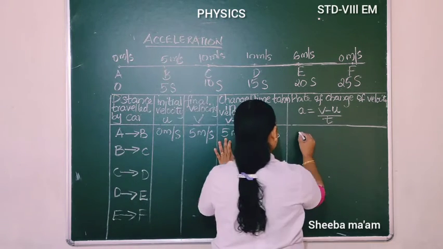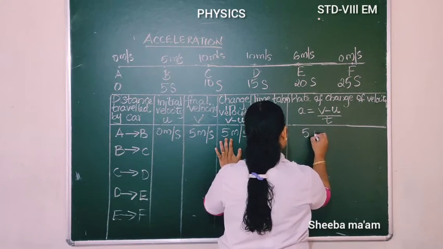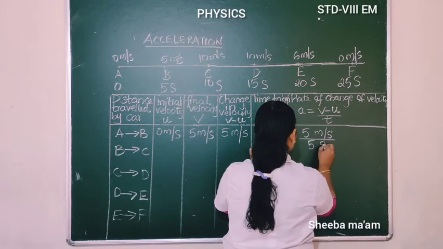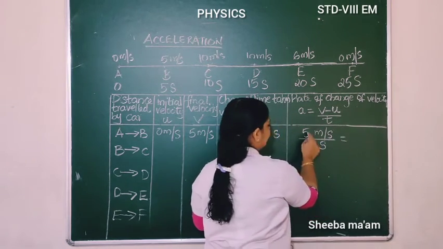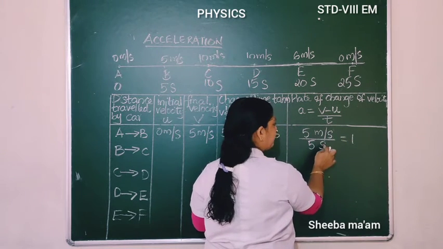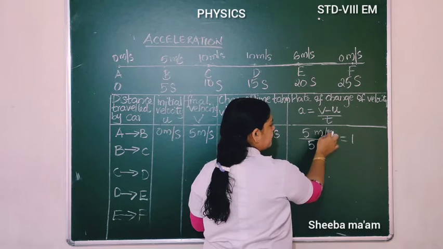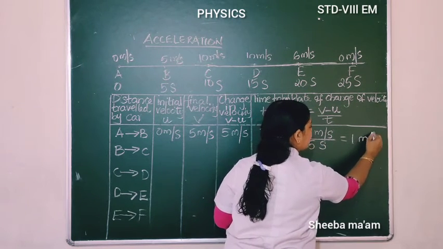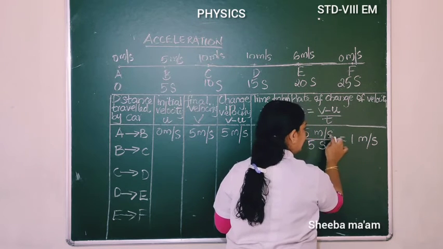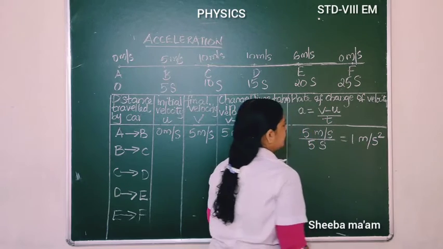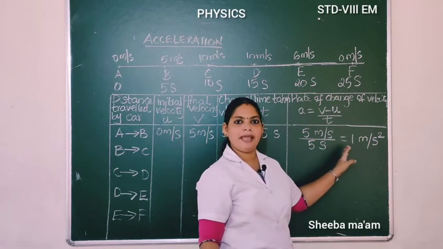Change in velocity from A to B is 5 meter per second. Time is 5 second. So, 5 divided by 5, 1. Here meter per second divided by second. So the denominator has second. So what will the unit be? Meter per second. With two seconds, second into second, second square. So this is the acceleration from A to B.